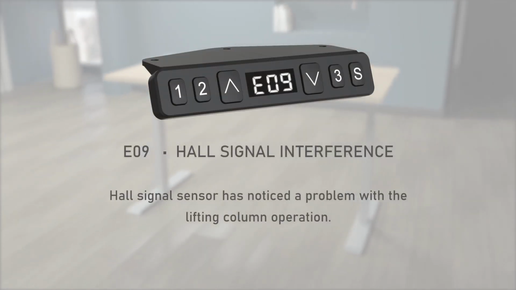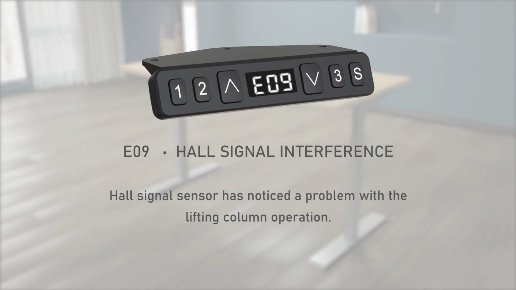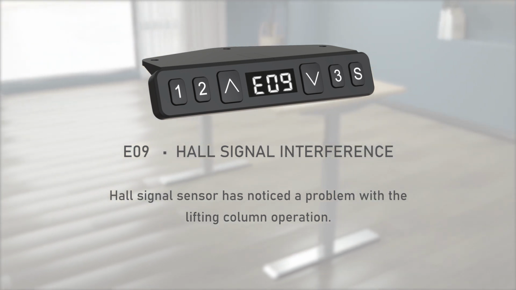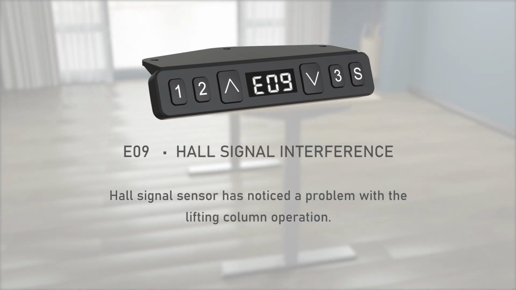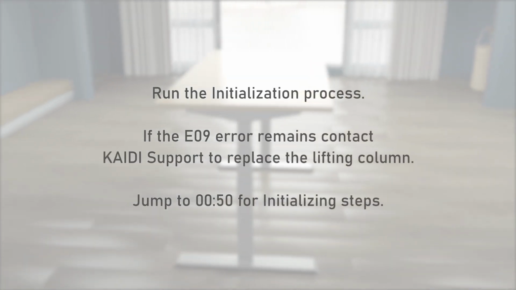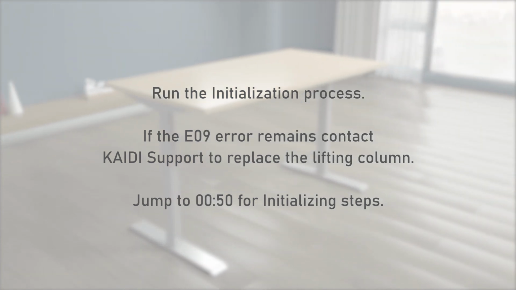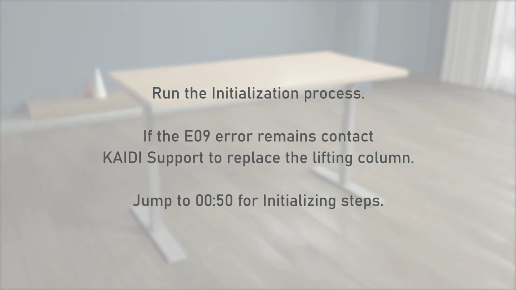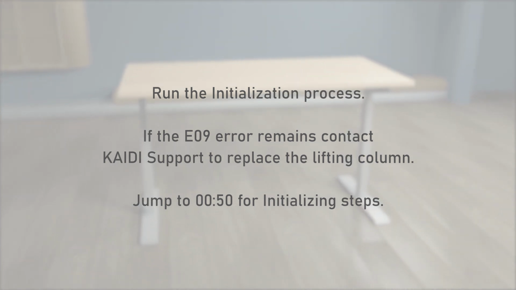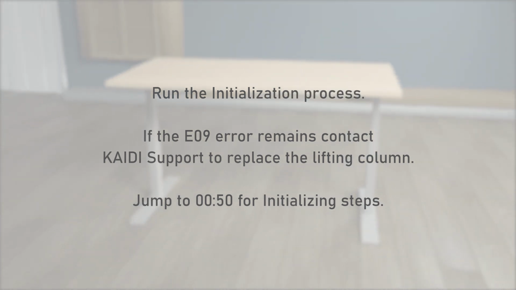E09, Hall signal interference. Hall signal sensor has noticed a problem with the lifting column operation. Run the initialization process. If the E09 error remains, contact Kaidi support to replace the lifting column. Jump to 050 for initializing steps.